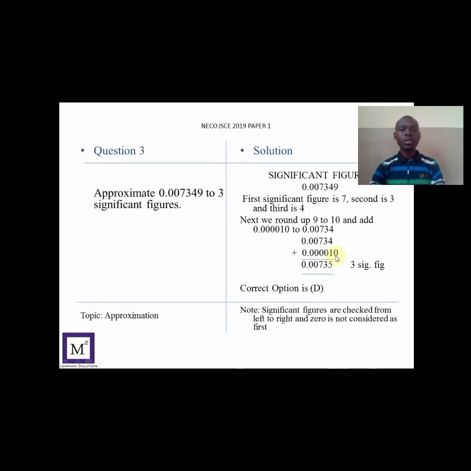Question 2. Approximate 0.007349 to 3 significant figures. This question is coming from the topic approximation. And when you are checking for significant figures, the first thing you do is to count from the left-hand side and make sure that the first number you figure out as your significant figure is not 0. Therefore, this 0 here cannot be the first significant figure, the 0 here cannot be, the 0 here cannot be, and the first significant figure is 7. The second is 3, the third is 4.